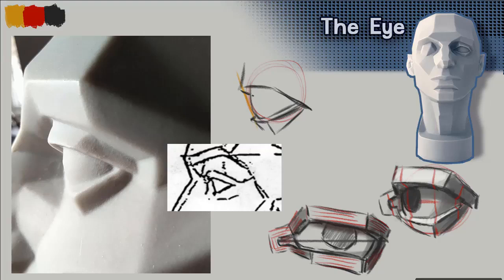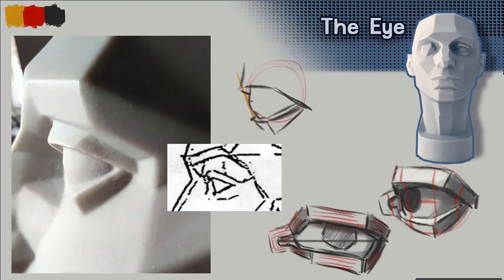Now, to get technical here, there is a slight protrusion that the cornea makes. The ball of the eye comes out a little bit. It's more like this kind of action. This is something that is not evident from a distance, but just to be technical about it, there is this slight protrusion.